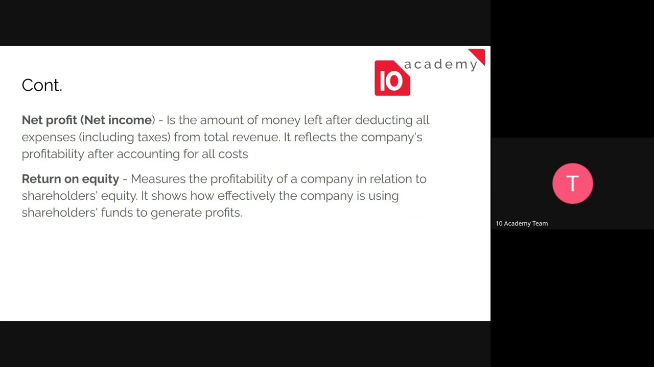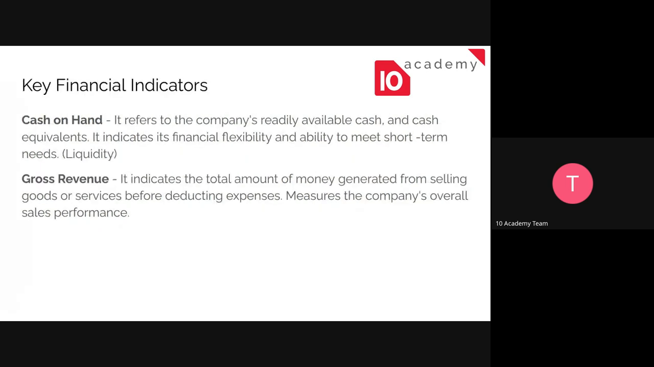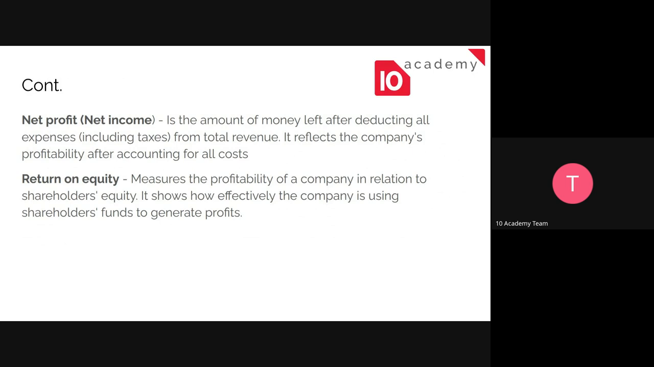So the next two are net profit or net income. Net income is just the gross revenue that we have discussed earlier, minus the expenses. So it's just the amount of money left after deducting expenses, including taxes.